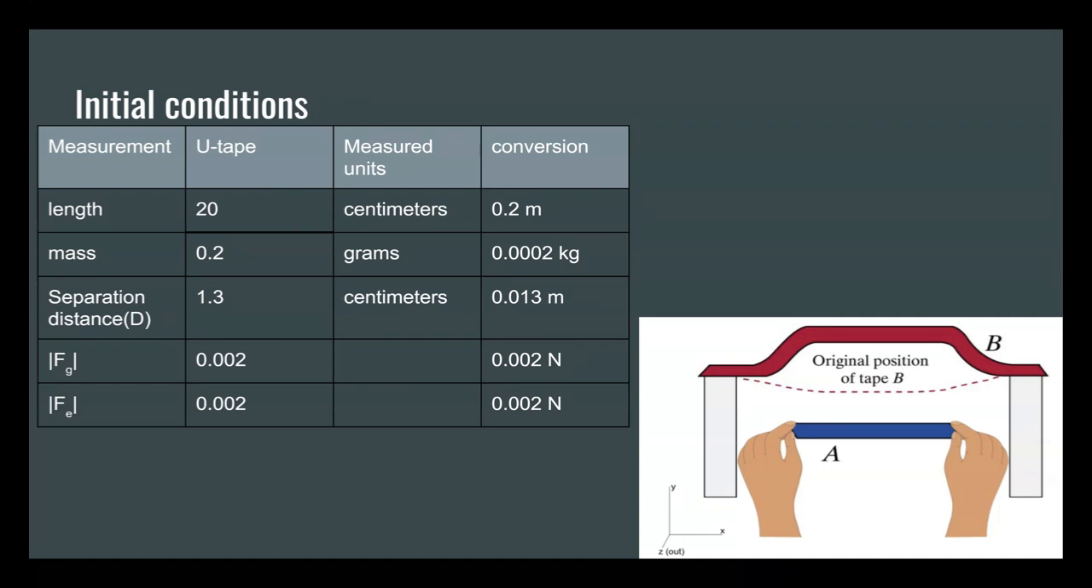For the initial conditions of this experiment, we started with a piece of tape that was 20 centimeters long, which converts to 0.2 meters. The tape weighed 0.2 grams, which comes out to 0.002 kilograms. And we had the distance between the two at 1.3 centimeters, which works out to 0.013 meters.